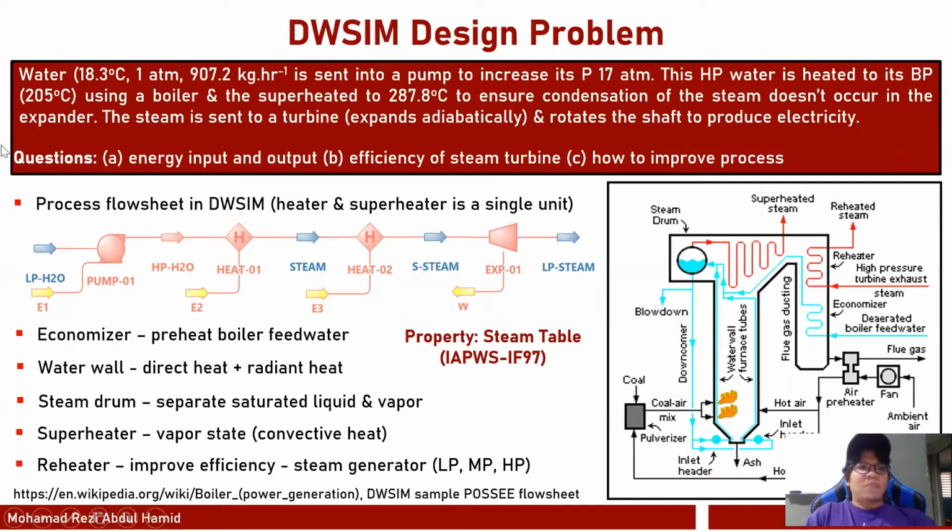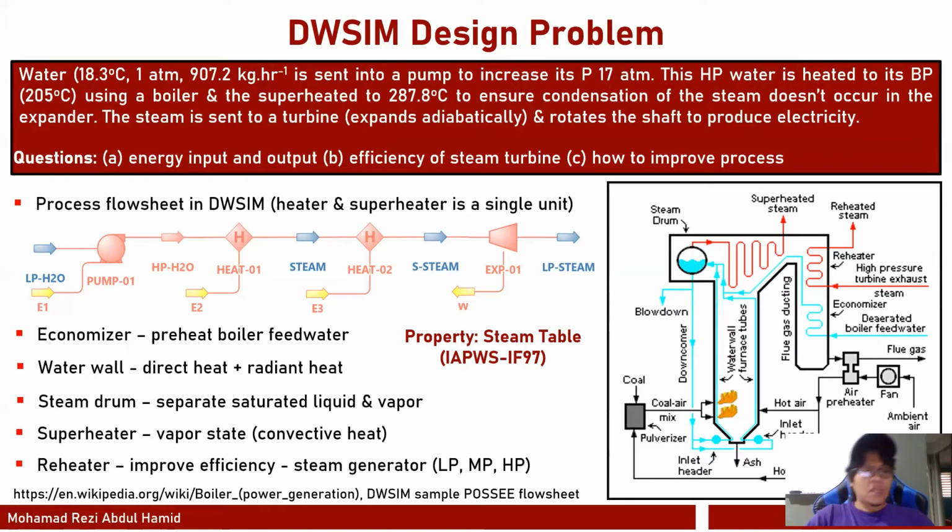So based on this design problem, if I really want to simulate this in my DWSim or any process simulator, this is the process flow diagram. As usual, I have low pressure water going to a pump and then to a heater, which heats it up, turning the liquid water into saturated water, and then superheats the steam, which then expands in the turbine. So this is basically how the process looks like in DWSim, which I will demo later.